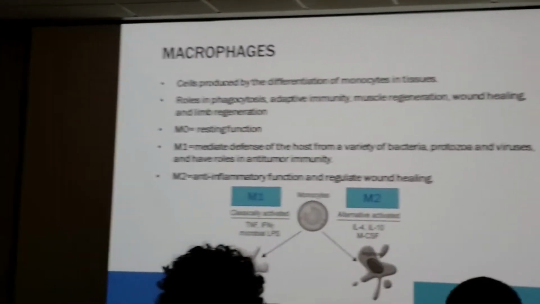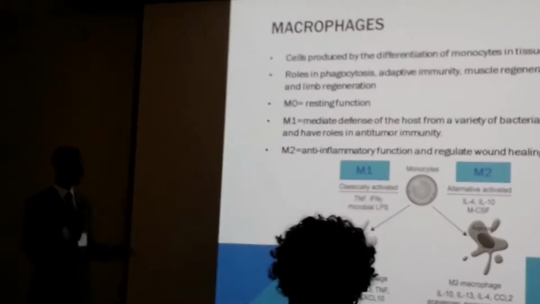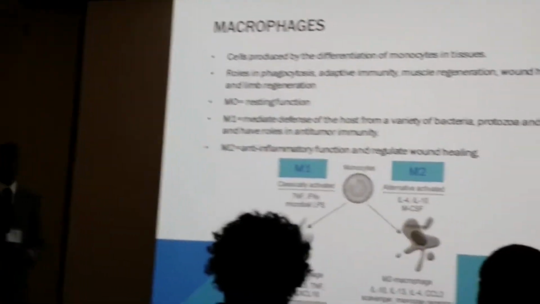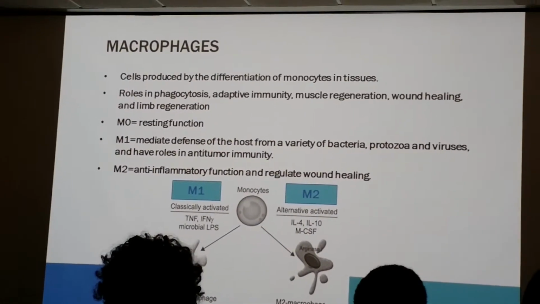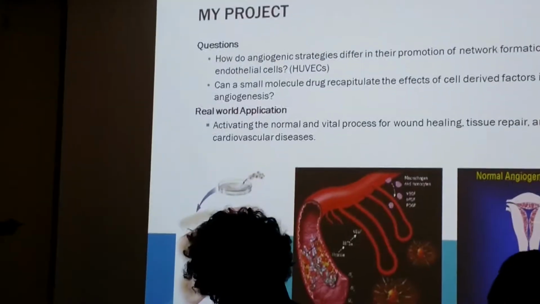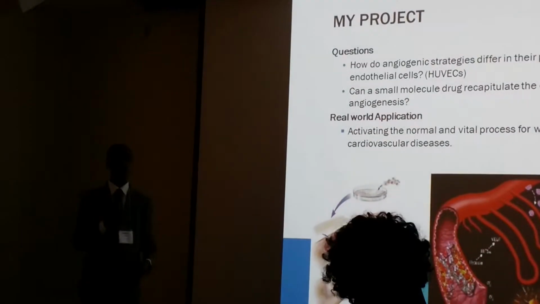There's no specific function attached to it, whereas M1 macrophages are the inflammatory macrophages, and they have roles in mediating defense against bacteria. And you have the M2 macrophages, which are the anti-inflammatory macrophages, and they're known to regulate tissue repair. And that's why I'm referring to the macrophage soluble factors and the sphingolipid therapeutics.